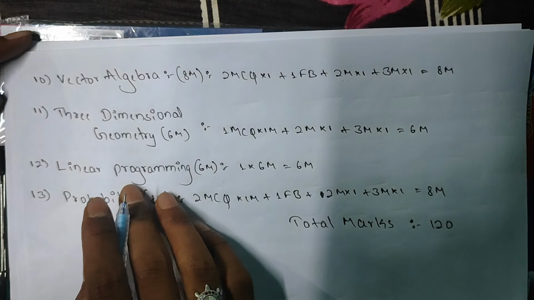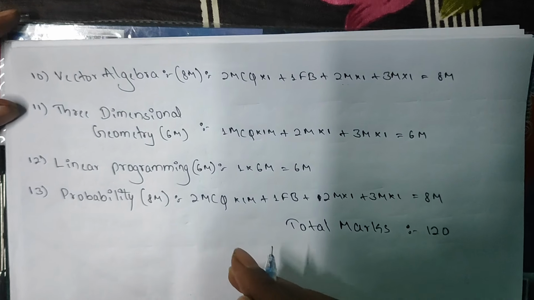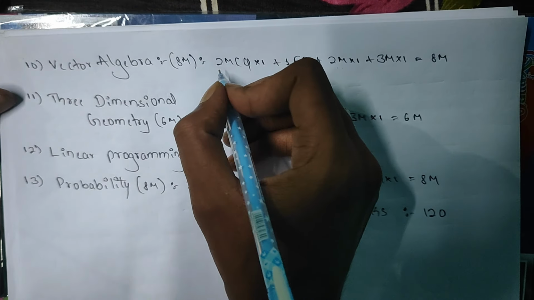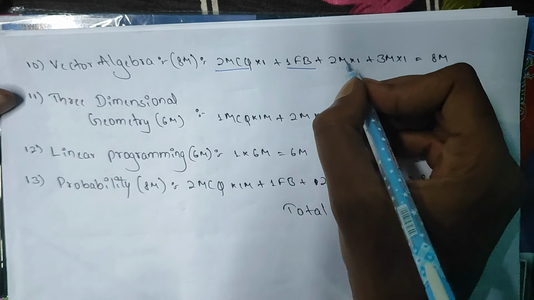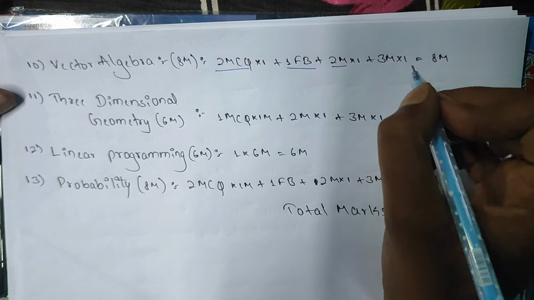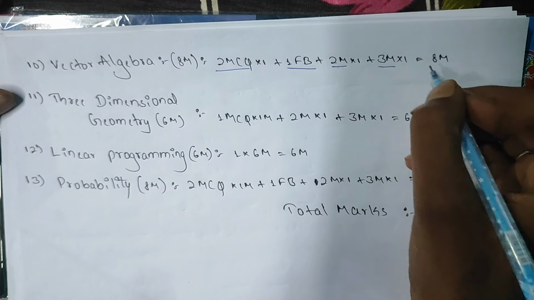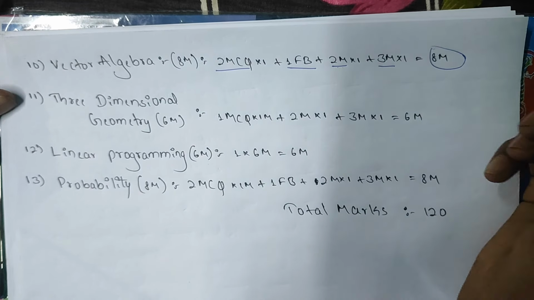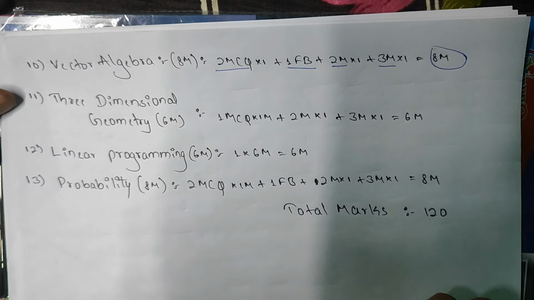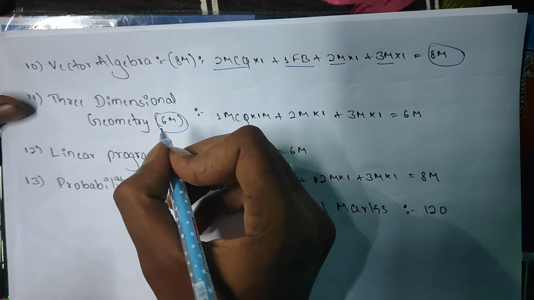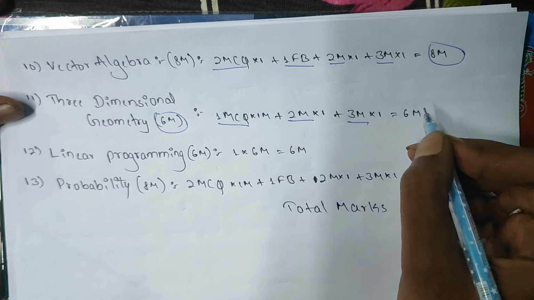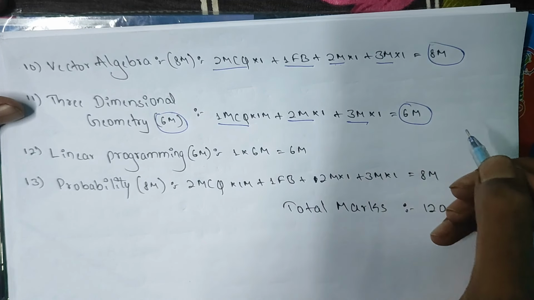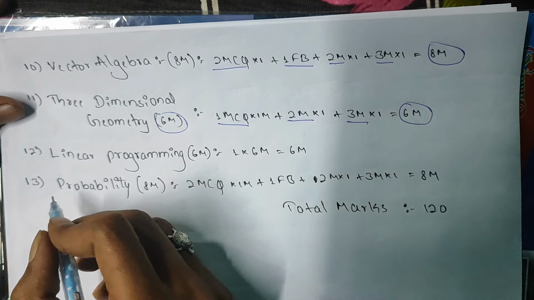And our next chapter is vector algebra. In this chapter we will have 2 MCQs and one fill in the blanks of 1 mark each, a 2 mark question and one 3 mark question, and this chapter totally consists of 8 marks. The next chapter is 3-dimensional geometry, which has 6 marks. There will be one MCQ, one 2-mark question and one 3-mark question. The total of this chapter will be 6 marks.